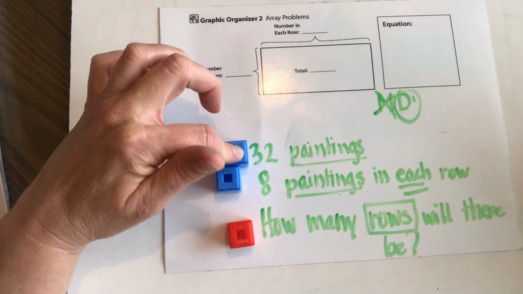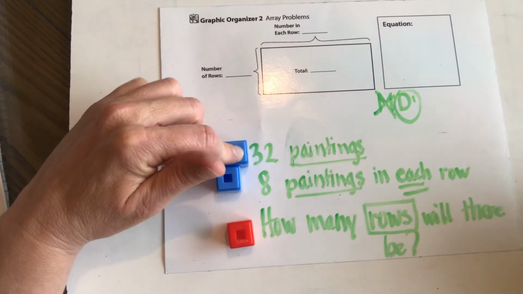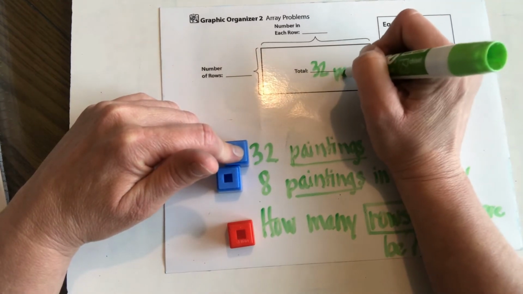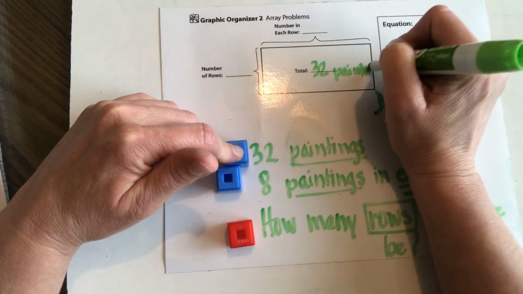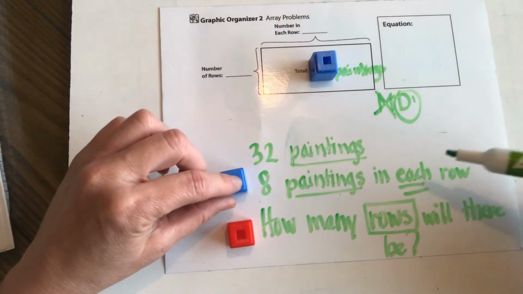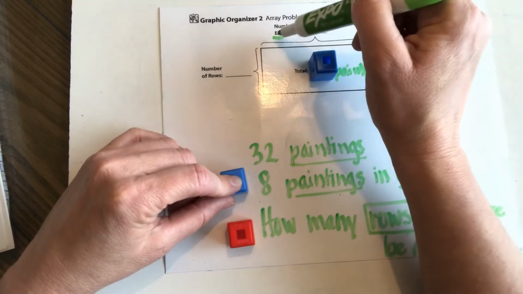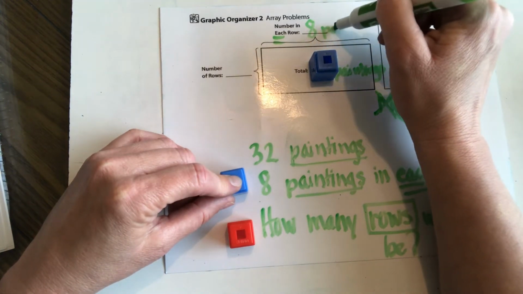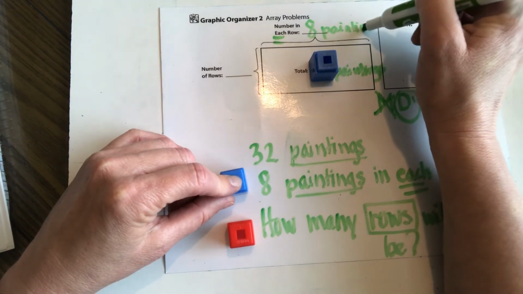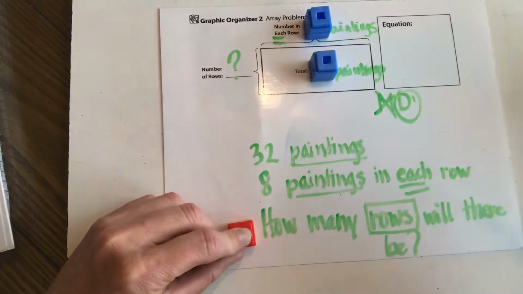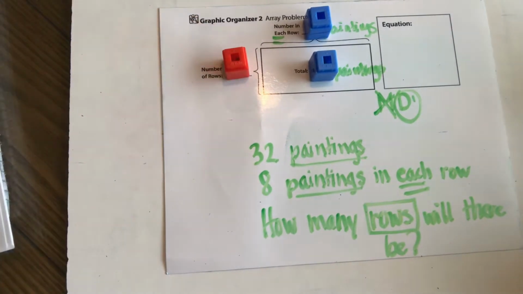Are the 32 paintings all the paintings or part of the paintings? Well, the 32 paintings are all the paintings. We did not get more paintings in the story. So that's the total. Now look how it says in each row. Do you see each row up here at the top? There are 8 paintings in each row. That's also part, and so we are looking for how many rows will there be? I'm not looking for the whole, I am dividing.